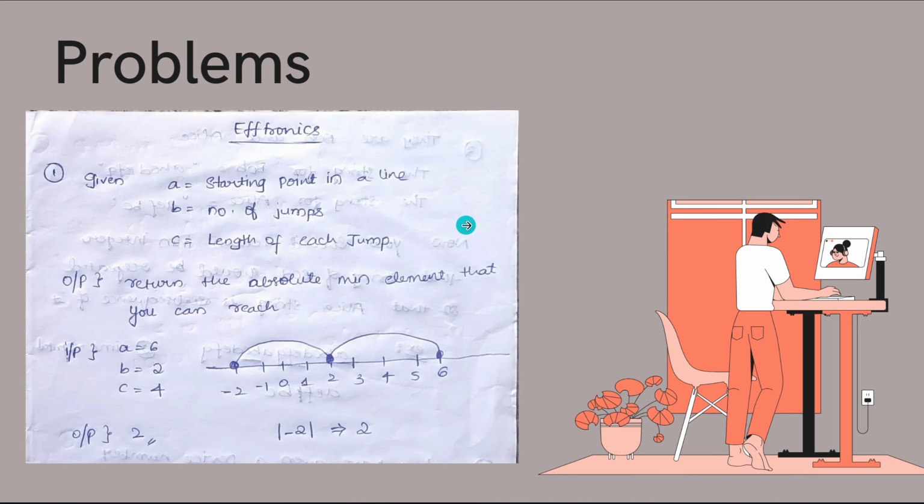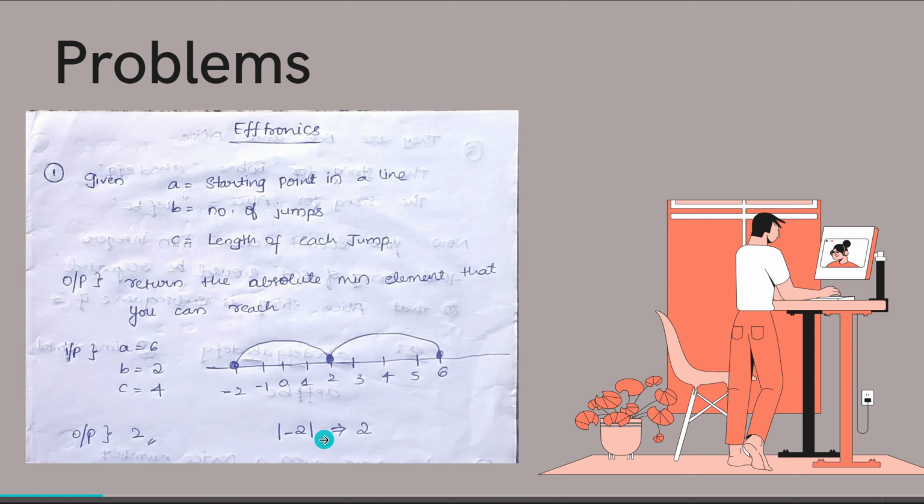First problem is given three integers a, b, c. Let a be the starting point on a line, b be the number of jumps, and c be the length of each jump. They have given a line, a starting point, the number of jumps you can make and the length of each jump. The task is to return the absolute minimum element that you can reach. By using these three inputs you should reach the minimum element, that is the absolute minimum element.